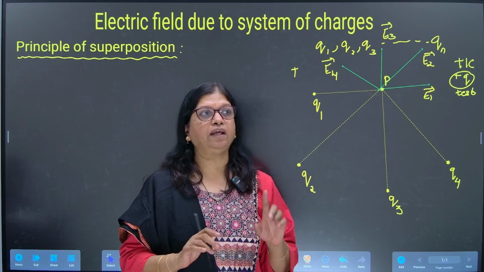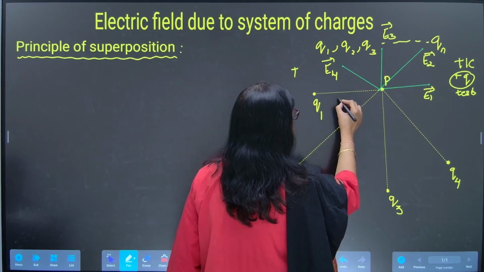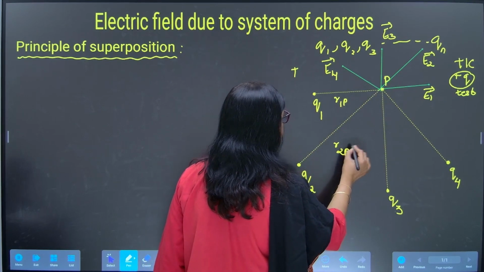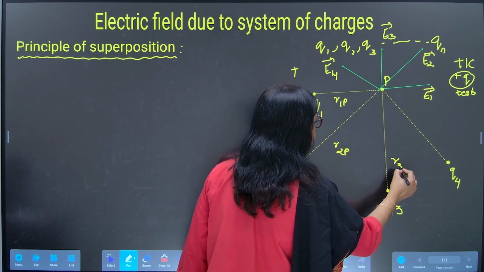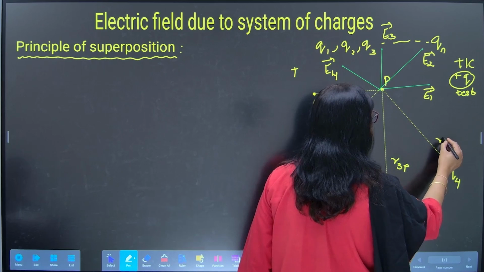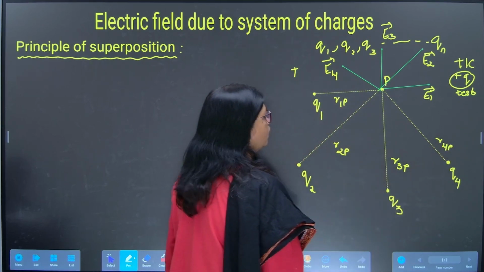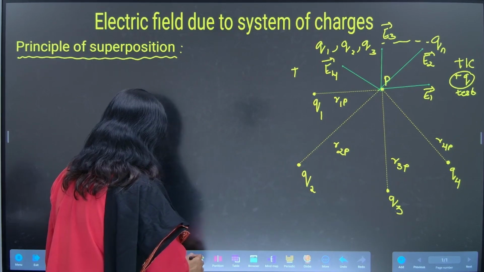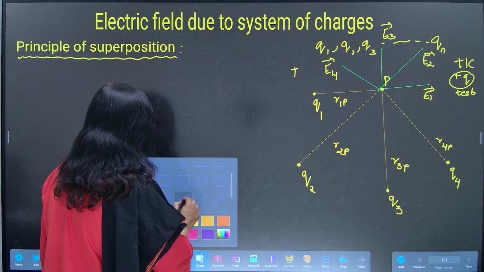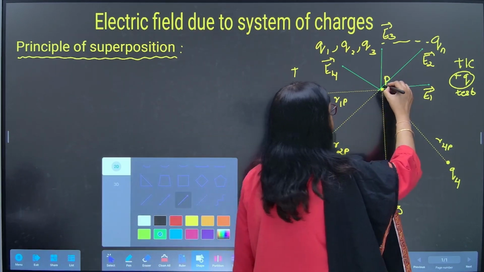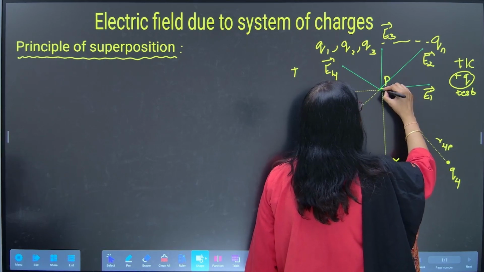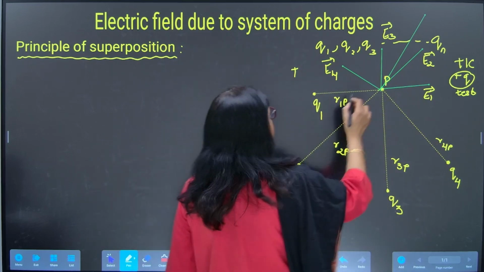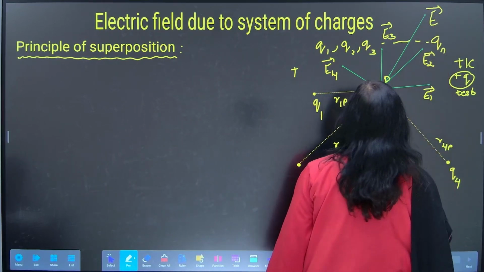Now we also mark the distance as R1P between Q1 and P, R2P between Q2 and P, R3P between Q3 and P, and R4P between Q4 and P. We are interested in the resultant of all these charges, and let us write that resultant as E somewhere here. Fine.